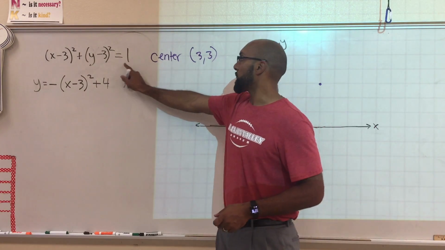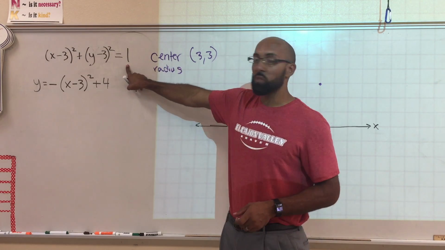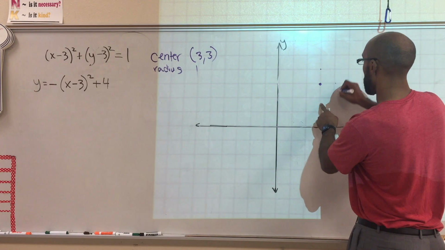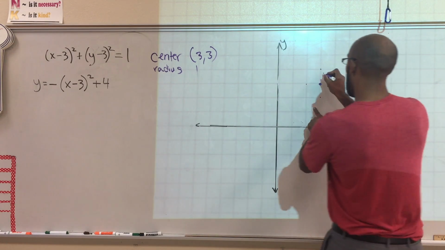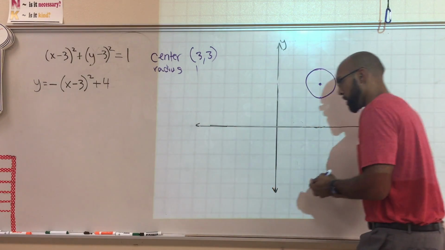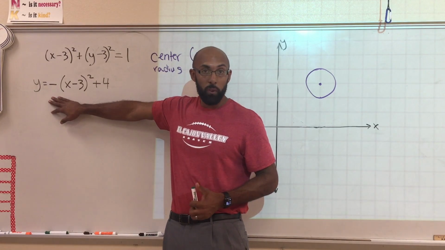Now we get the radius from the number on the other side, and we take the square root of that, which is just 1. So then we just go 1 up, 1 right, 1 down, 1 left, and make the best circle you can. Now for the next equation, we'll recognize that that's a quadratic, a parabola.